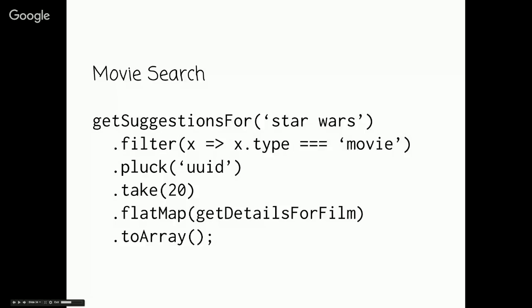So I have another function called get details for film. What this function does is it takes a UUID and it makes 2 HTTP requests, and then it merges the results of those into a single object which represents the fully expanded movie. I'll show you what that code looks like in a moment. But it's a stream, and FlatMap is going through each of the UUIDs and calling this function, which is an asynchronous thing, and it waits for those all to come back and all to resolve, and then it presents the results of that as a stream, which I can then convert to an array.